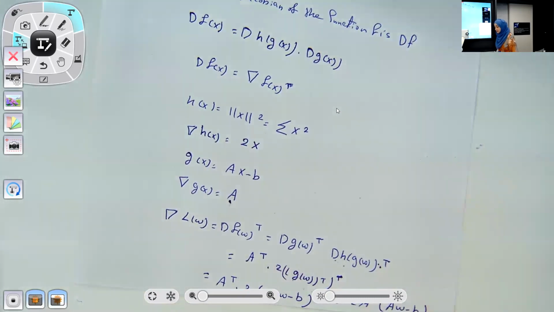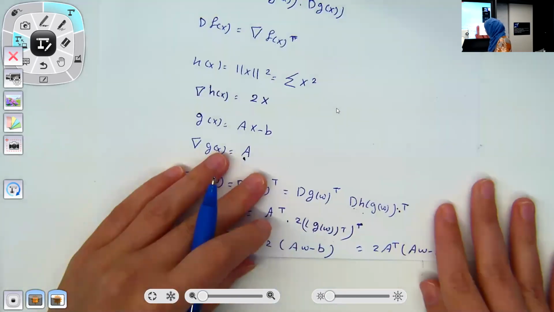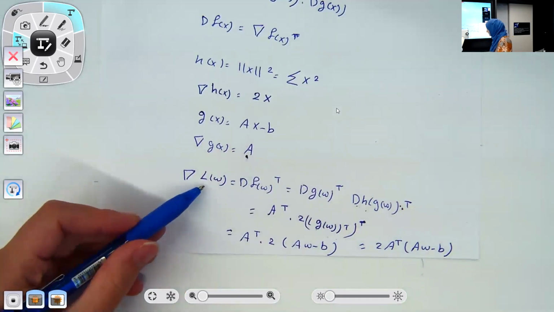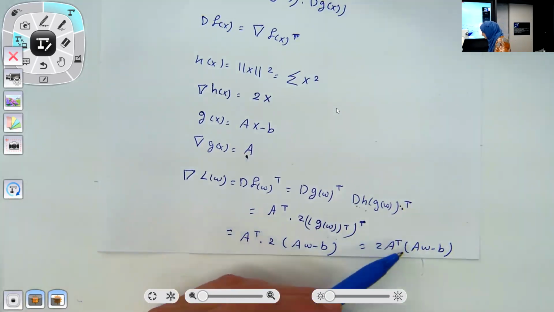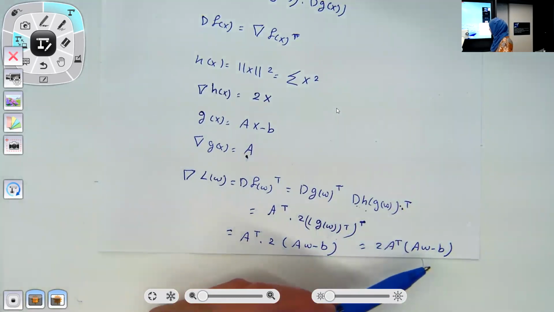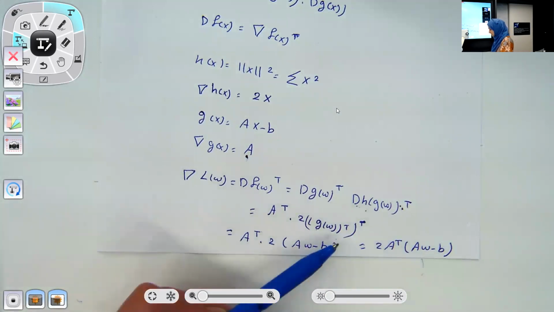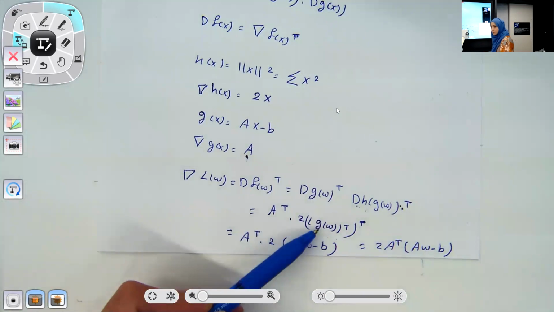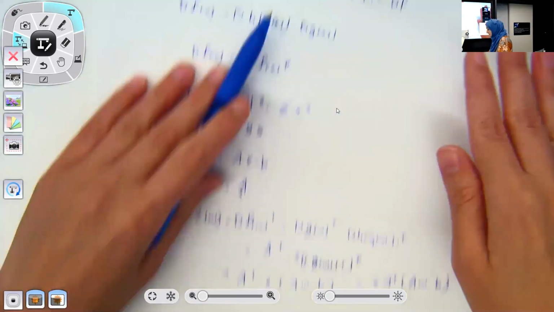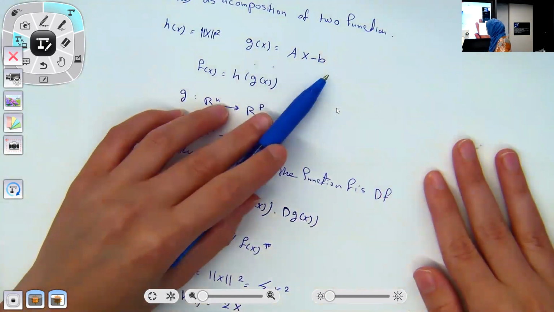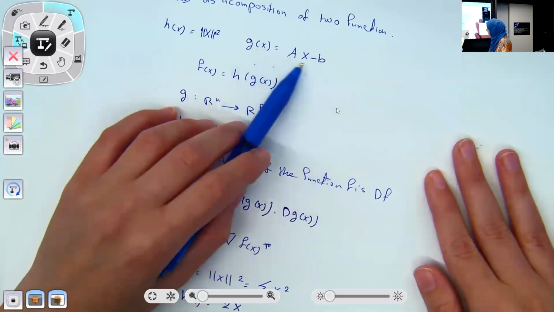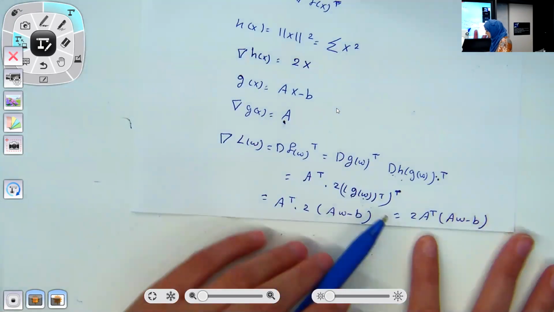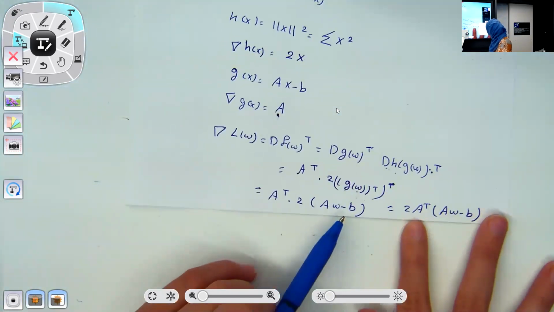So we prove that the gradient of the function L equals A transpose multiplied with A omega minus B. Here we have a transpose, it will be the same. We just substitute the value of G omega, and here Gx equals Ax minus B. So G omega equals A omega minus B. I put the value of G omega, which equals A omega minus B.